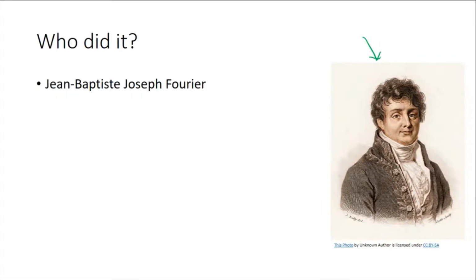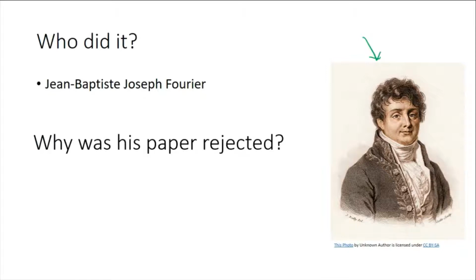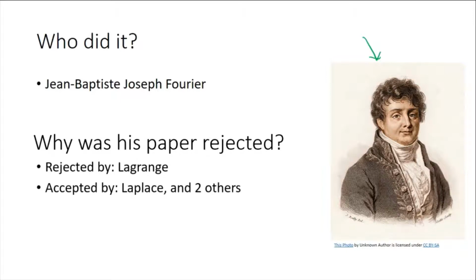But let's come to his main contribution in mathematics. He wrote his paper on Fourier series and submitted it to a journal, and it got rejected. So why was it rejected and who rejected it? Now, who rejected it is actually kind of interesting. It was rejected by Lagrange, and it was accepted by Laplace and two others.